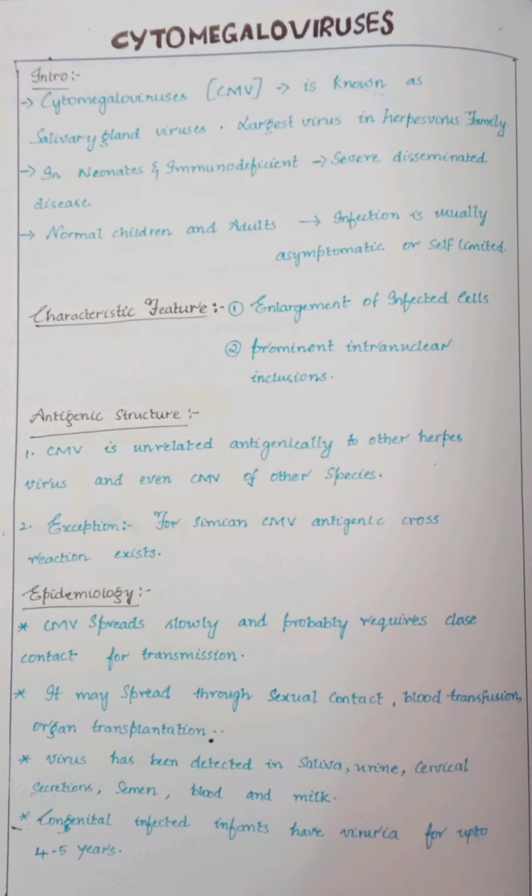Antigenic structure. CMV is unrelated antigenically to other herpes viruses and even to CMV of other species. But the exception is simian CMV, where antigenic cross reaction exists.